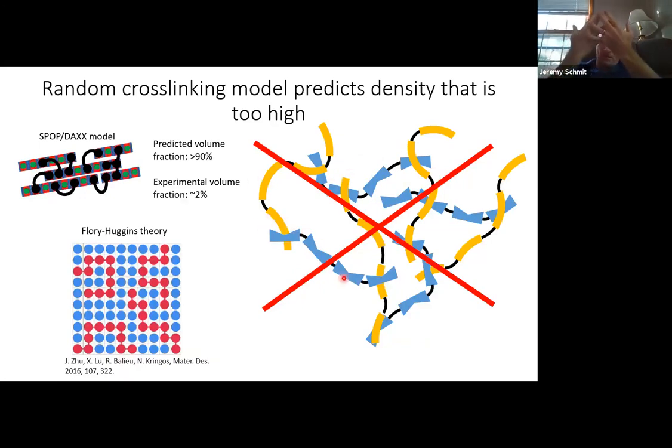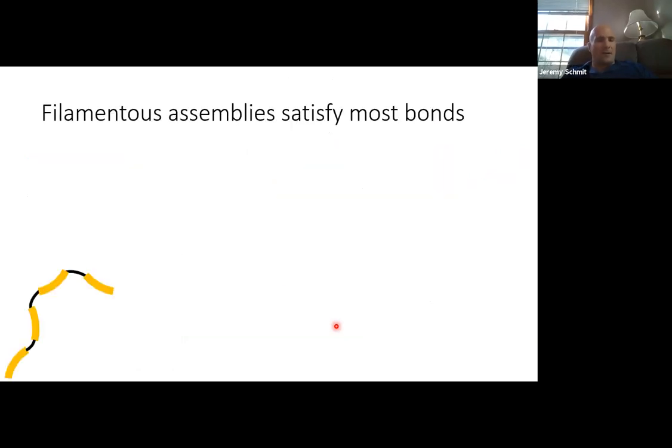And in fact, it's much more efficient, instead of lining these things up randomly, if you line them up parallel to each other and allow them to stack with each other. So what does that look like? Okay, so here's one scaffold here, and what I'm going to do is try and satisfy as many binding sites on this as I can by aligning the next molecule with it.